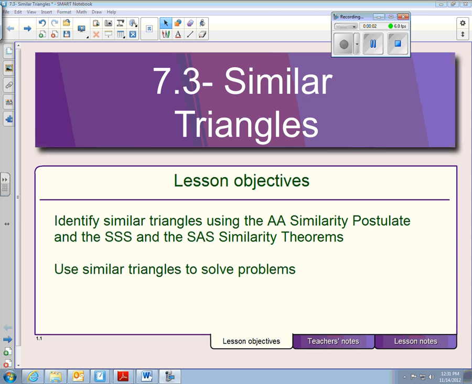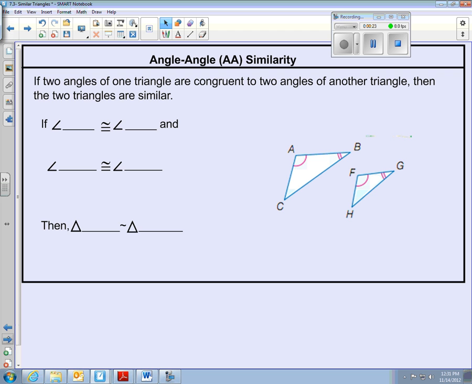Hello class, today we're going to cover Chapter 7, Section 3, Similar Triangles. Our objectives today are to identify similar triangles using the AA similarity postulate and the SSS and the SAS similarity theorems, and to use similar triangles to solve problems. Now, SSS and SAS should look familiar because we use those to show congruent triangles.